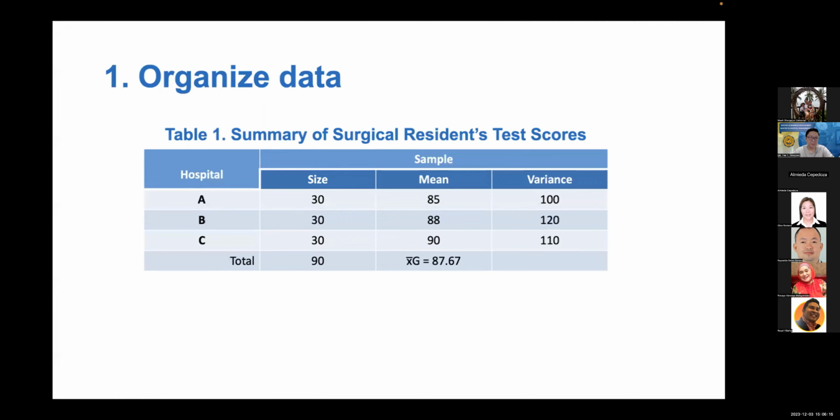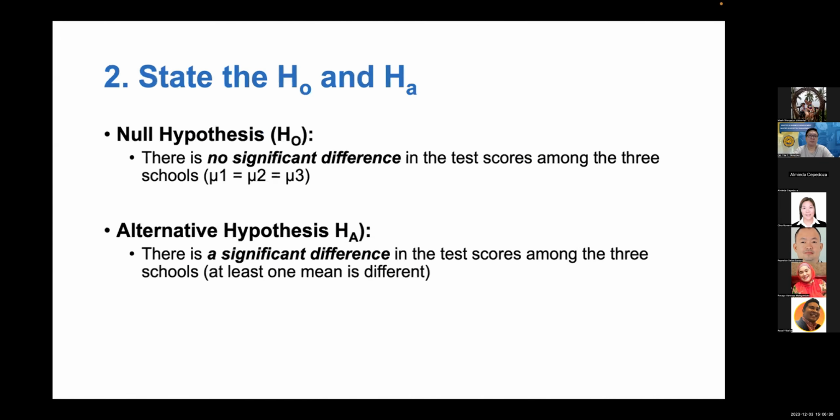So first step, according to what Dr. Tim advised us, is to organize data. So here is our data, which is basically a summary of your surgical residents' test scores in tabulated form.